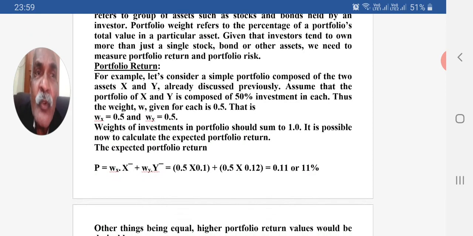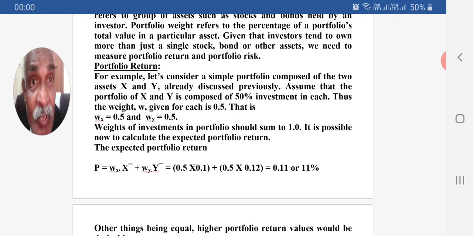So expected portfolio return, how do you calculate? The same way as the previous one. Portfolio return is equal to weight of X times expected return of X, plus weight of Y times expected return of Y. The weight of X is 50%, and expected return, you remember how much we calculated? That is 10%, that is 0.1, plus weight of Y, again 50%, that is 0.5. Expected return, how much we calculated? 12%, 0.12. So the expected return of X is 10%, expected return of Y is 12%.